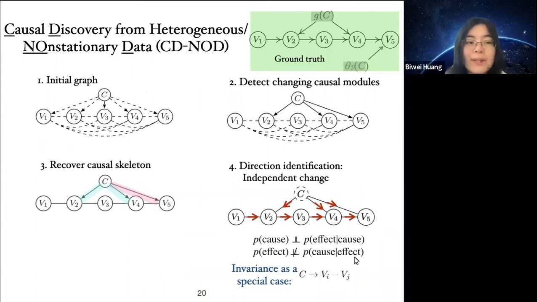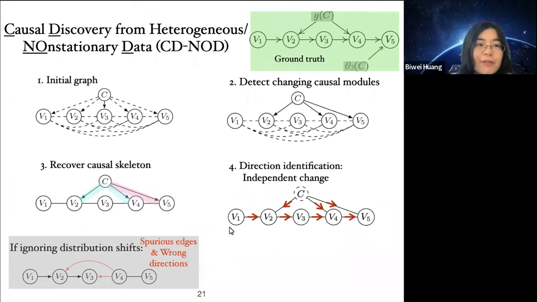Specifically, we develop a kernel embedding of changing conditional distributions to represent the changing causal modules, and accordingly propose a statistical dependence measure between conditional distributions to estimate the dependence between distribution modules, and therefore to determine causal directions in a non-parametric way without window segmentation. And with this procedure, we can identify all the causal directions in this example.